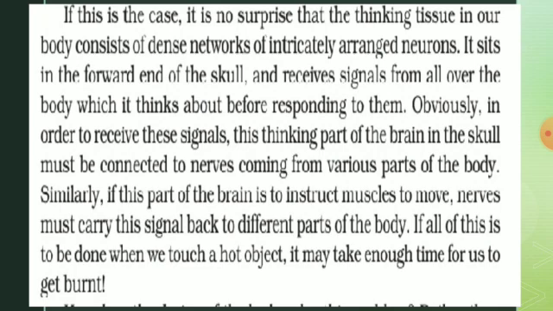So there is an intricate network of neurons. Similarly, if this part of the brain is to instruct muscles to move, nerves must carry this signal back to different parts of the body. That's why sensory neurons carry these impulses from sense organs to the central nervous system, and from the central nervous system to the effector organ, that is the output, that is muscle or gland.